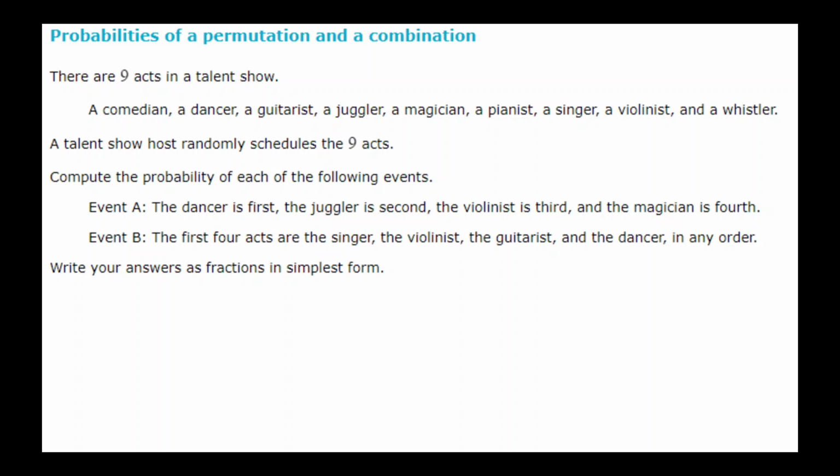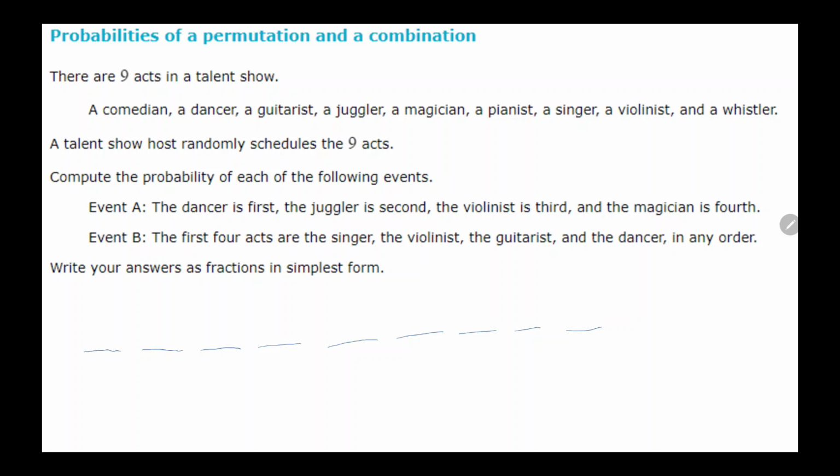So the first event, event A, is that the dancer's first, the juggler's second, the violinist is third, and the magician is fourth. After that, it's just whatever happens to be. So this is kind of the way I see this. There are 9 acts.